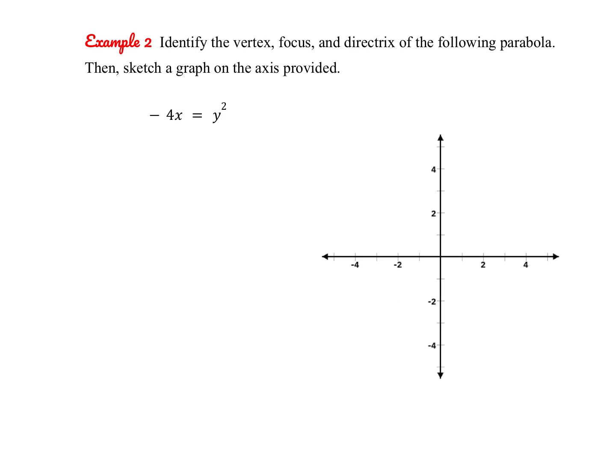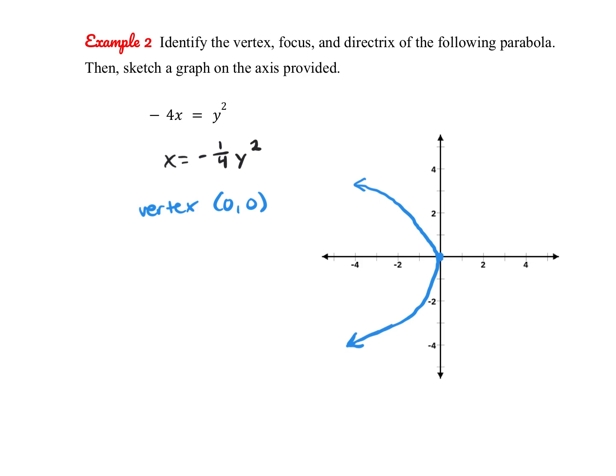All right, let's try another one together. So first, I'm going to isolate x to get it into that general form. So here we know again that our vertex is at the origin. And in this case, our y variable is being squared. Since y is being squared, that tells us that our parabola will either open to the right or to the left. And since this value out front is negative, that tells us it will open in the negative direction, which is to the left. So our graph is going to look roughly like this.